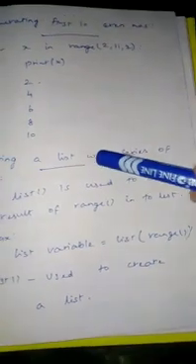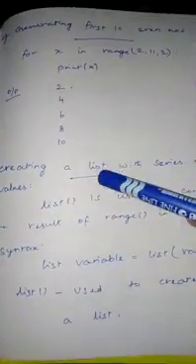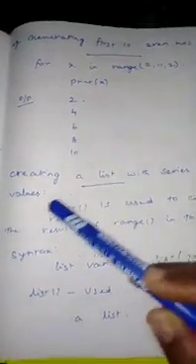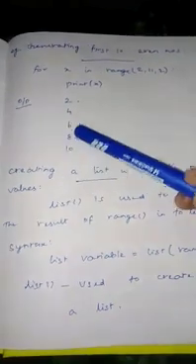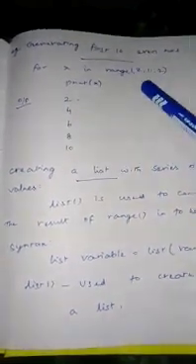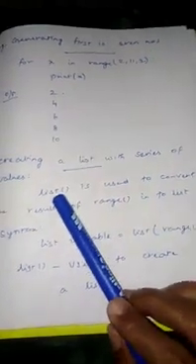Next, creating a list with a series of values. Here we are going to see a special function called the list function. The list function is used to convert the result of range into a list. Using range, we are printing some elements. These elements can be converted into a list through the list function.